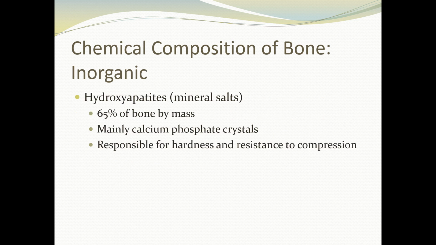The inorganic composition lacks the carbon and hydrogen bonds, and these are going to be the mineral salts called hydroxyapatites. This makes up 65% of the bone by mass, and it's mainly going to be calcium phosphate crystals. This is what's responsible for the hardness and the resistance to compression that the bone affords us. The calcium and phosphate will be absorbed from the blood and placed into the bone by the osteoblasts. Once it reaches a certain ratio, it will crystallize, kind of like once water reaches a certain temperature, it will form ice.